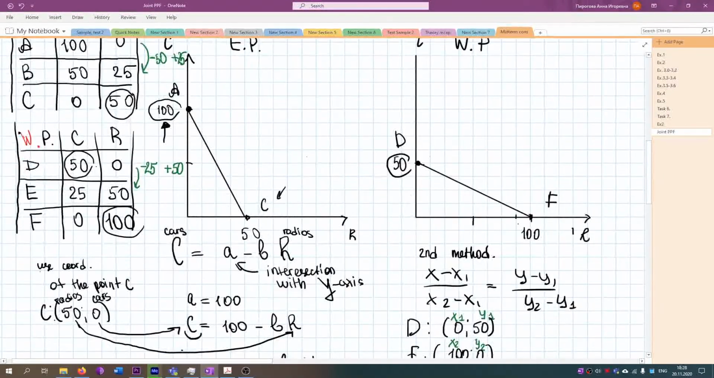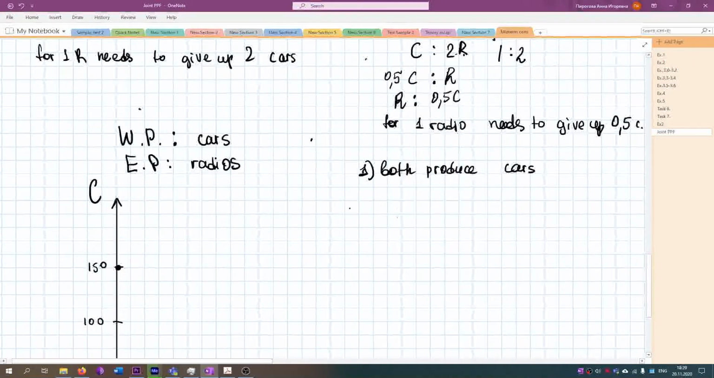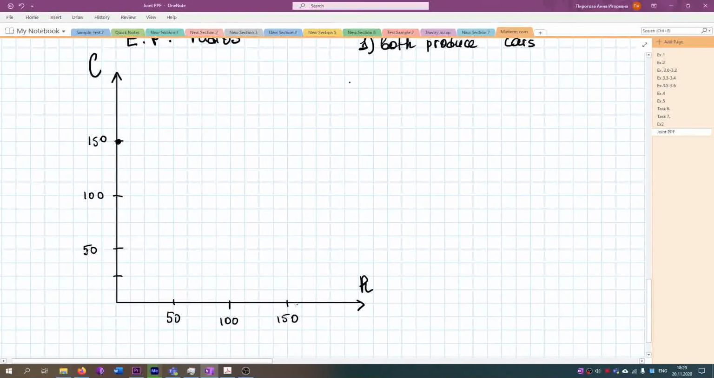Now let's look what will happen if both factories decide to produce only radios. In this case, the first one will produce 50 of them, and the second one will produce 100. So again, we will receive the amount of 150 radios. And it will be our second point of the graph.